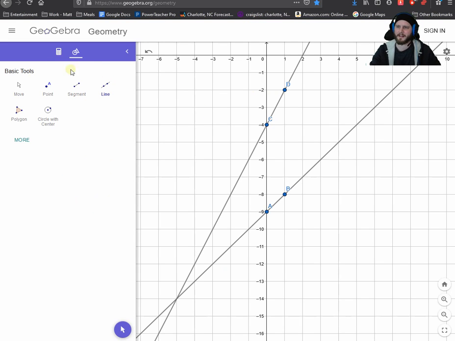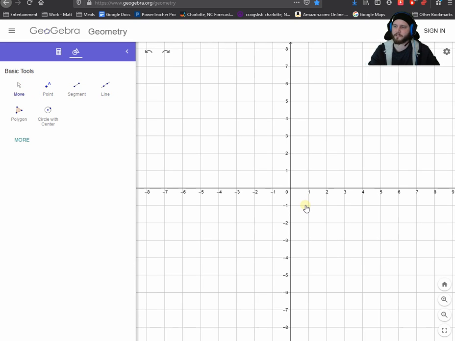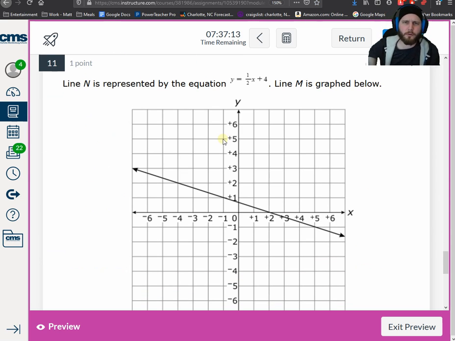I'm going to go ahead and clear my board by clicking undo. I'm going to click move to drag myself back to the center. There we go. Let's go ahead and get started on the next one. Only 2 left. So for this one, line N is represented by y equals 1/2 x minus 4. Line M is already graphed below.